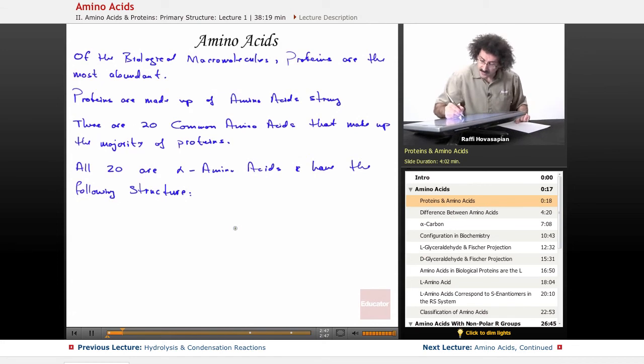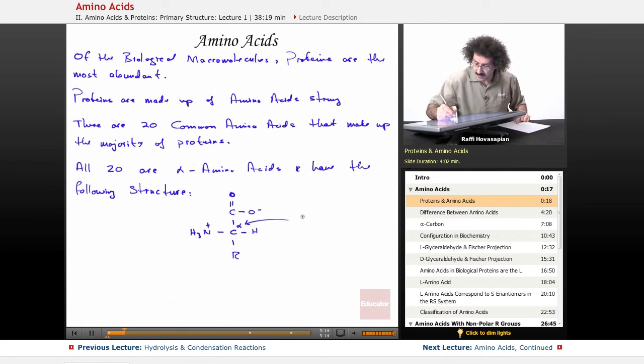So we have C, COO minus, an H, NH3 plus. Did I put a plus? Yes, I did. And we have R. This right here is called the alpha carbon.